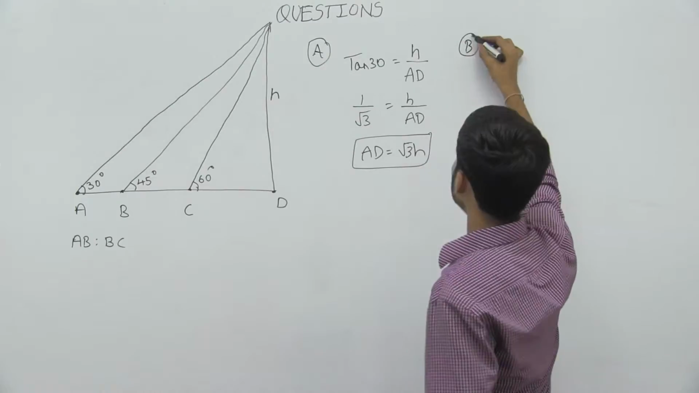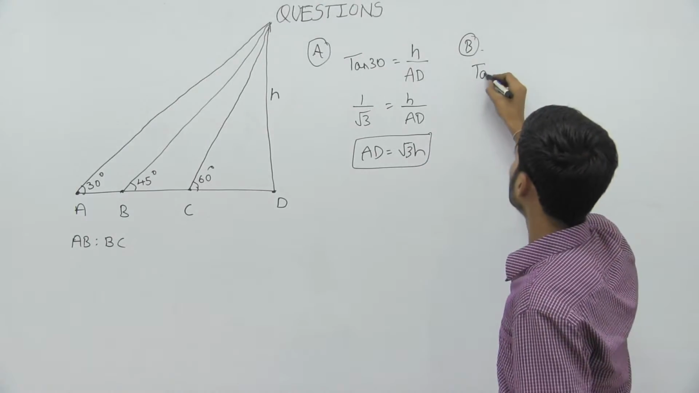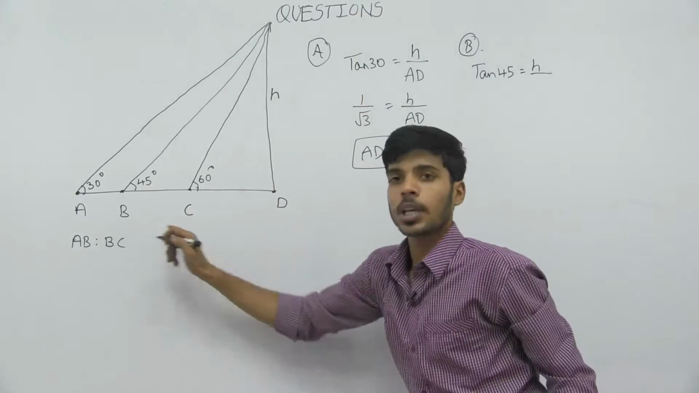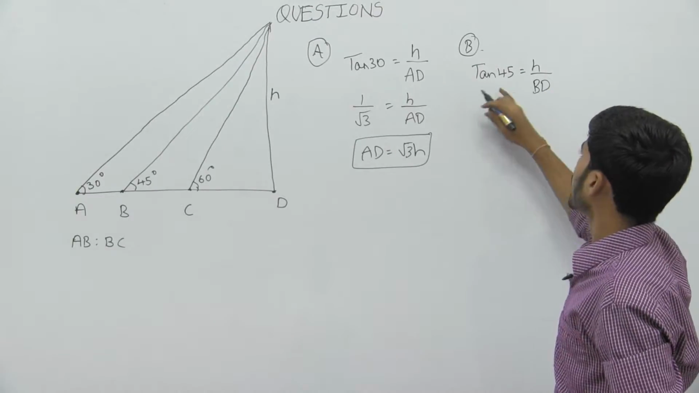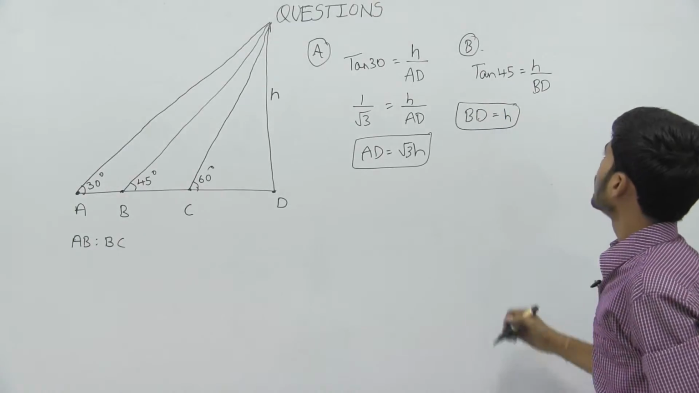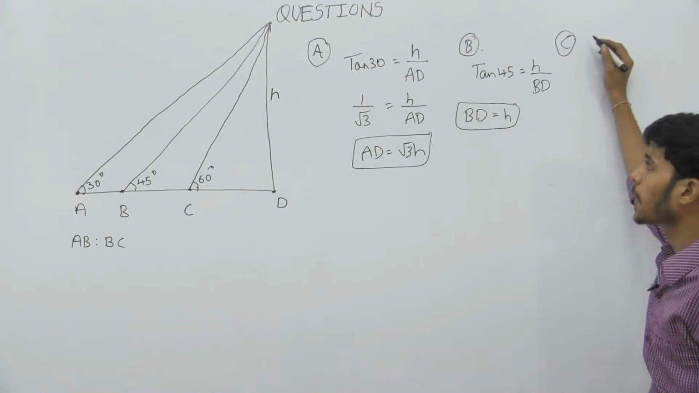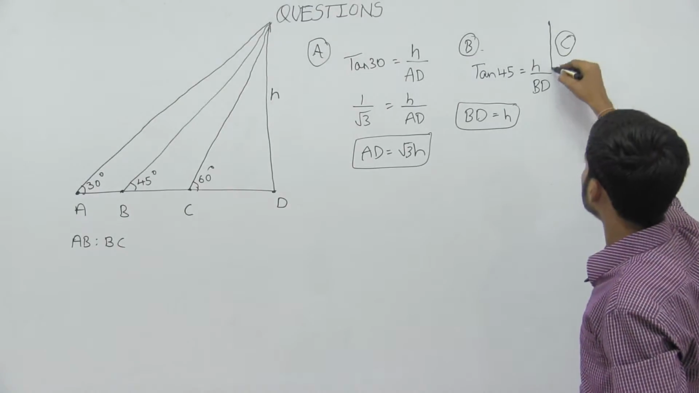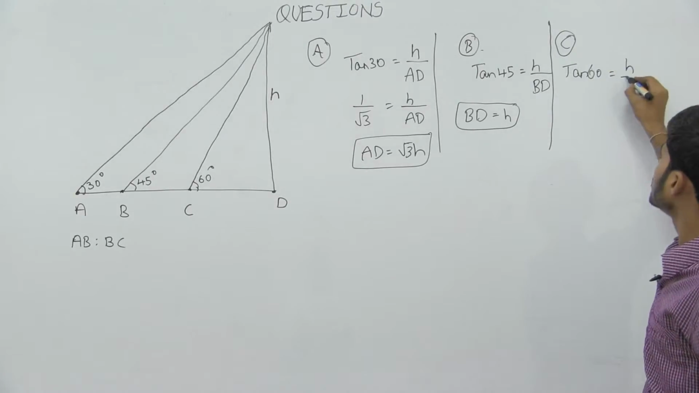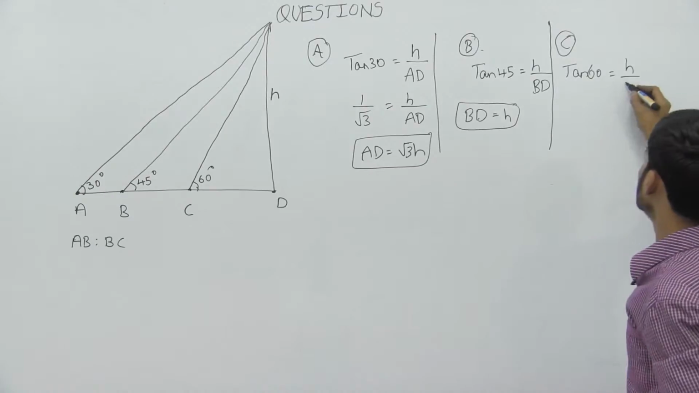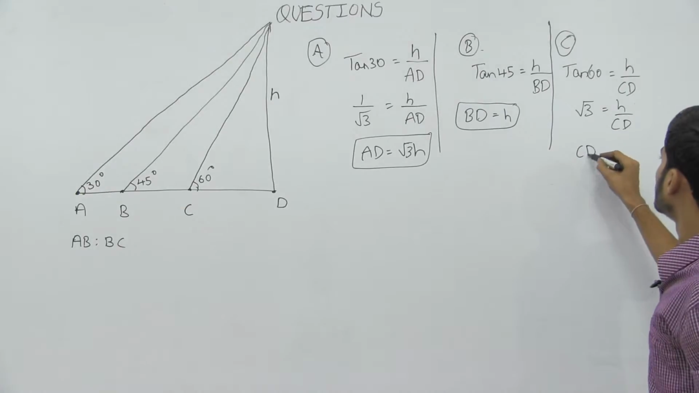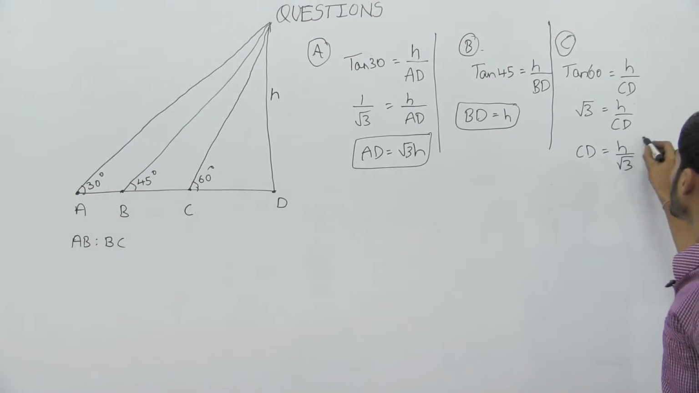Okay, that is at point A. Coming over to point B, take tan 45 is equal to h by BD. So tan 45 is 1, we get BD is equal to h. Again at point C, tan 60 is equal to h, height of the tower, by CD. Tan 60 is root 3, equal to h by CD. So CD is equal to h by root 3.